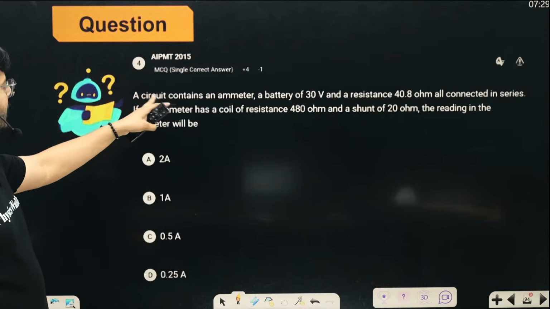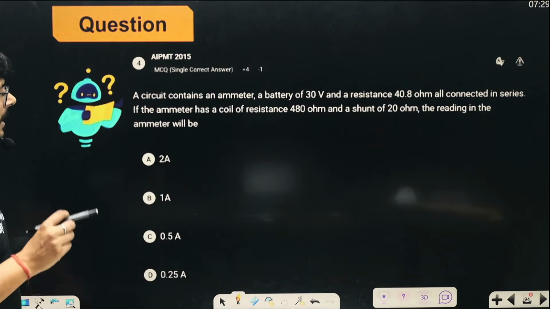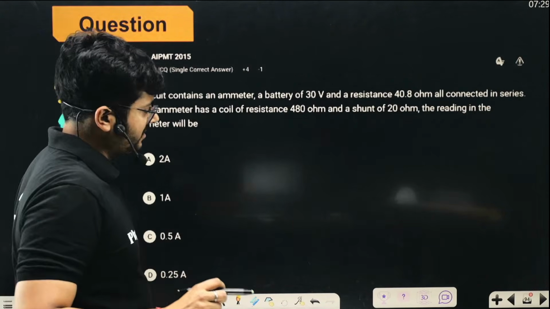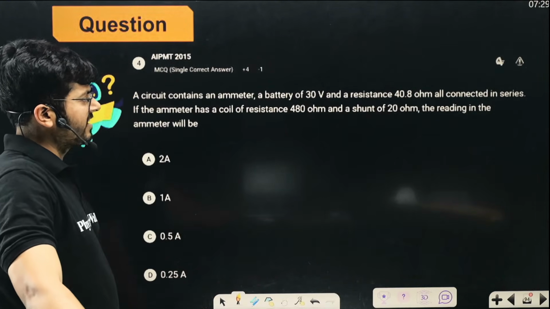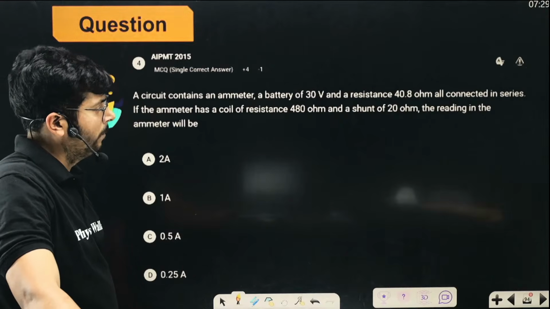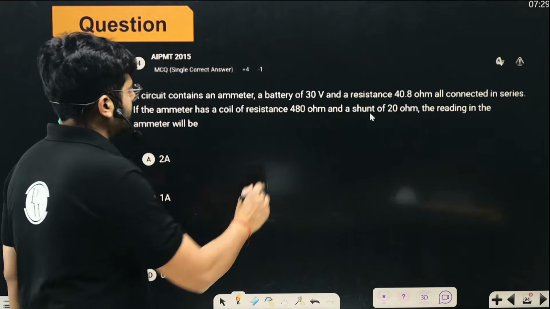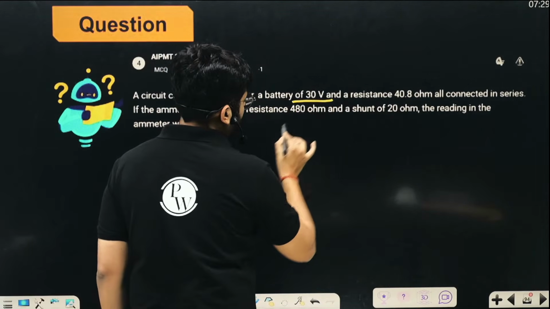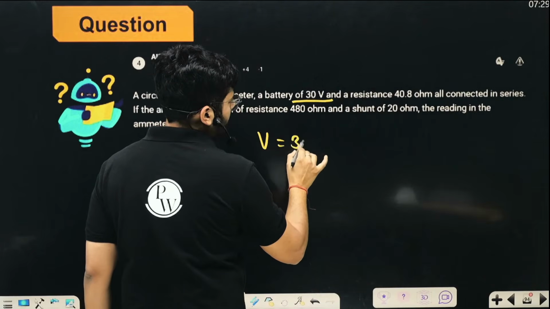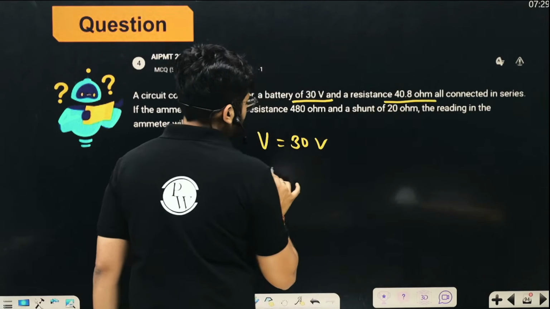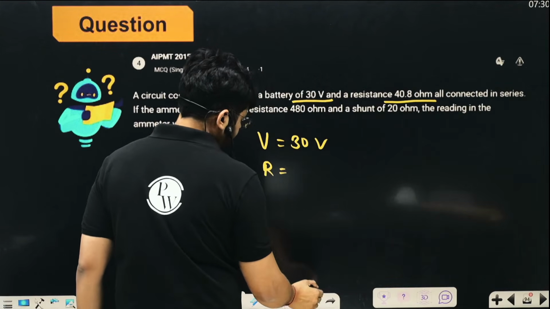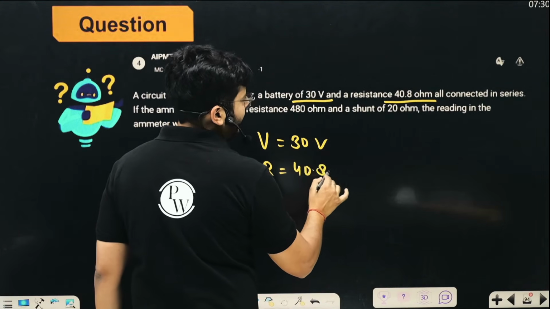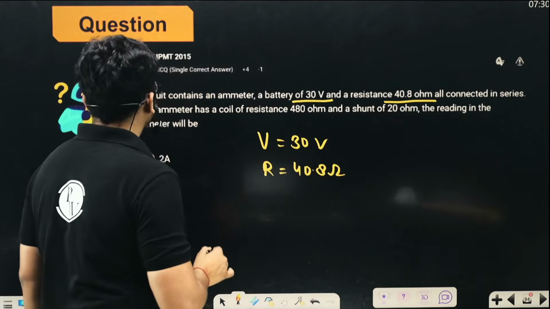Look at this question. A circuit contains an ammeter, a battery of 30 volt and a resistance of 40.8 ohm, all connected in series, right? Battery of 30 volt, resistance is this, 40.8 ohm, and they are all connected in series.